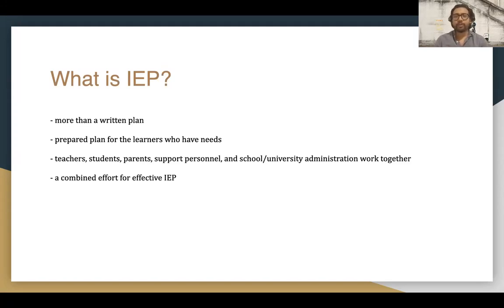So first, before inviting you to look at our individualized education plan for this course, I will say what IEP means and how IEP functions. You see that IEP is more than a written plan, actually. It creates opportunities for teachers, students, parents, support personnel, and school or university administration to work together to make an effective education plan for the learners who have needs. Therefore, to create an effective IEP, a combined effort from all respective parties is required.